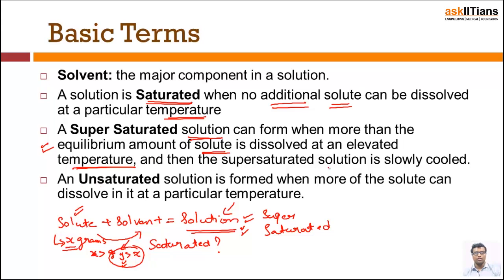Next, unsaturated solution. An unsaturated solution is one in which more of the solute can be dissolved at a particular temperature, right? The difference between supersaturated and unsaturated is that in a supersaturated solution this happens only at an elevated temperature, but in an unsaturated solution it happens at any particular temperature. So that is the important difference between a supersaturated solution and an unsaturated solution. Another important point is that a supersaturated solution is slowly cooled, right? More solute is dissolved at a particular temperature, and then the supersaturated solution is slowly cooled.